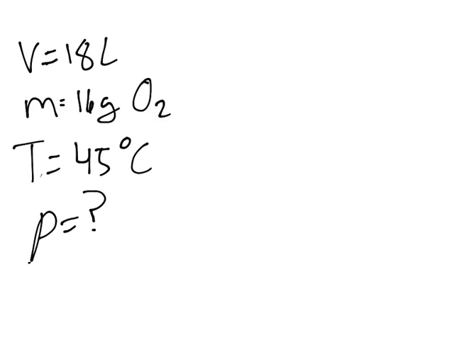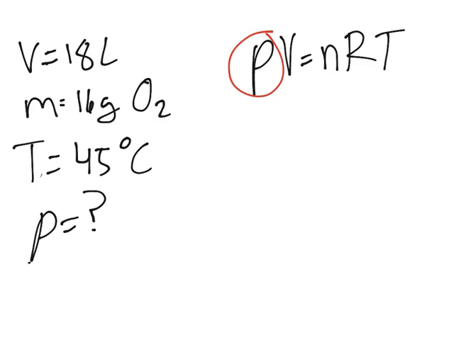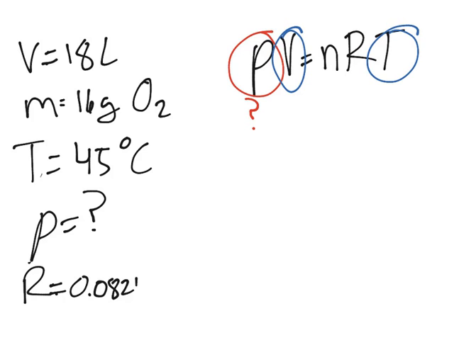So let's write our formula. PV equals nRT. We're looking for the P, so this is what we're looking for. We have the volume, we have the T, and the R is a constant. So it is 0.0821 liter atmosphere per mole Kelvin. So we're only missing the number of moles, but they told us the mass. So I didn't want to do just a basic problem in which you just have to plug in the numbers. So we have to actually convert from mass into moles.